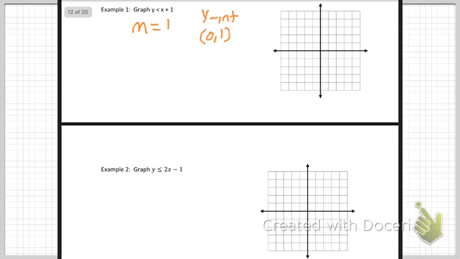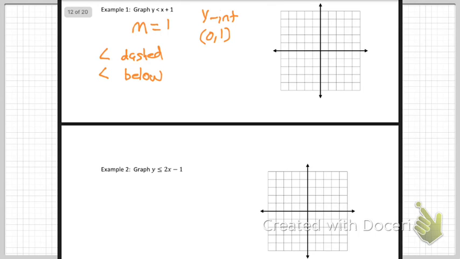Also, to be able to graph this inequality, we need to take a look at the symbol and talk about what we are going to use. Are we going to use a dashed line? Are we going to use a dotted line? Are we going to shade above or below? So based on this symbol, we know that we are going to use a dashed line. Also, based on this symbol and the direction that it is going, we are going to shade below.